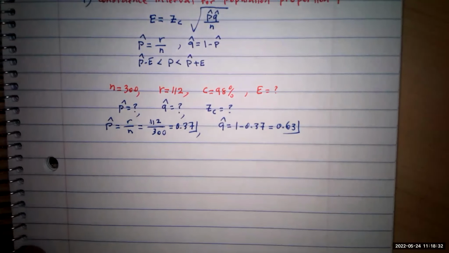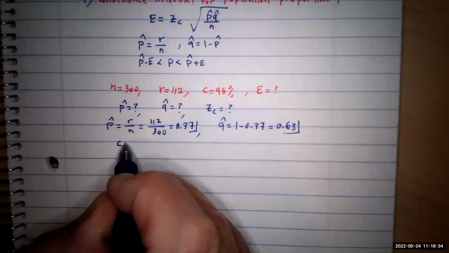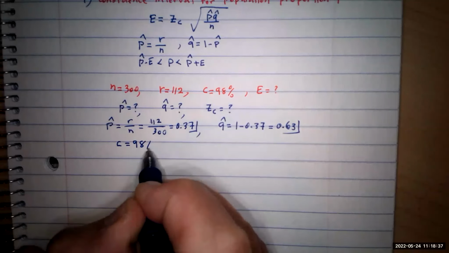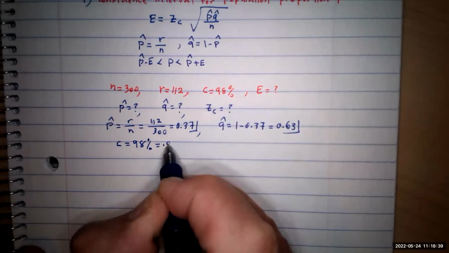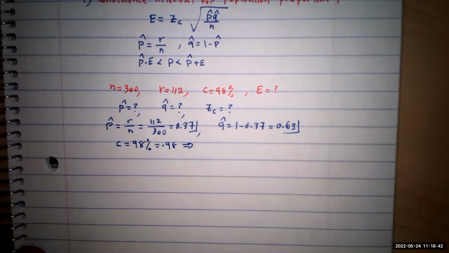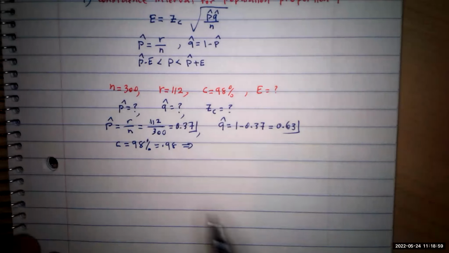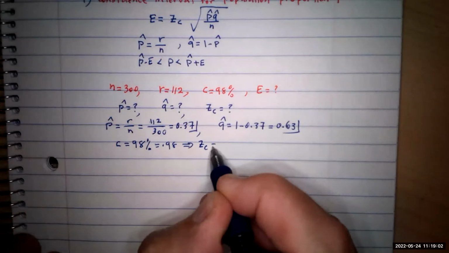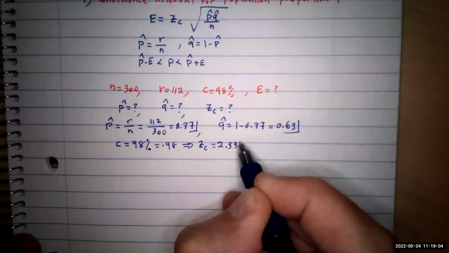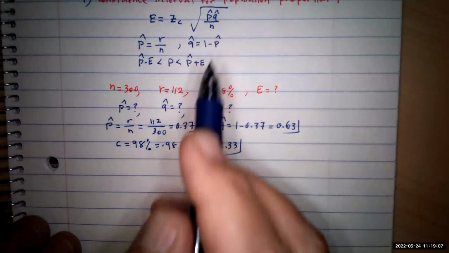Then we find the z_c for c equal to 98%, which is 0.98. And you go to the bottom corner, remember that Z table that we have. Okay, 98%, this is 98%. And the Z number is going to be 2.33. So the z_c is going to be 2.33. That's it. You go and substitute to get the E.